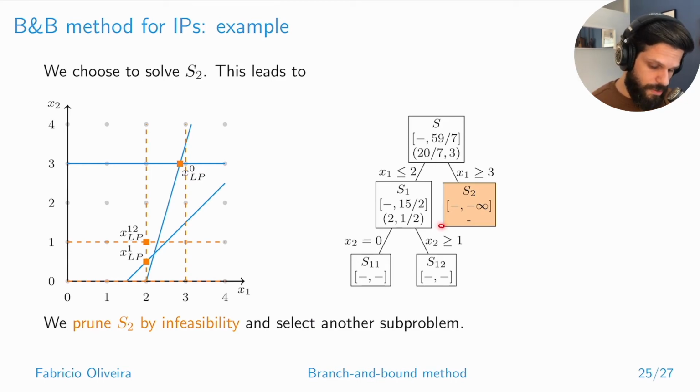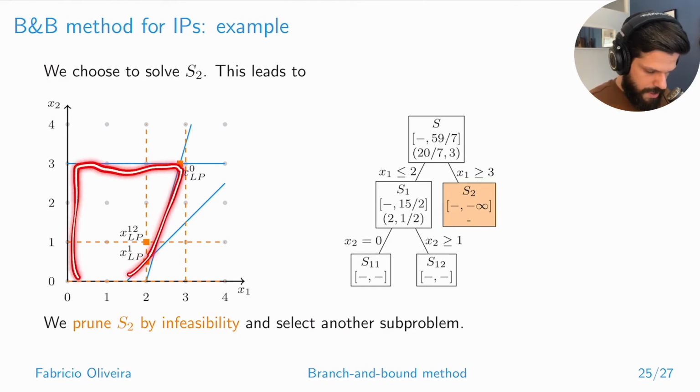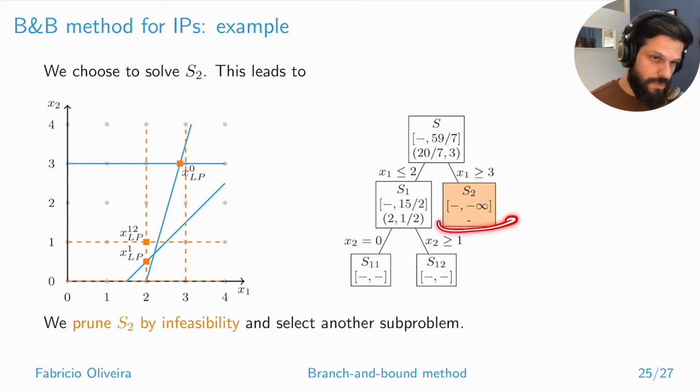And S2 is a problem that can be pruned by infeasibility, because the constraint that is added to generate S2 is, so S2 is the original LP constraints plus this constraint with things to the right. That means that there is no feasible solution that is within this polyhedral set and on the right of this constraint. So it's infeasible. And there's no exploration to be done there, which is great.